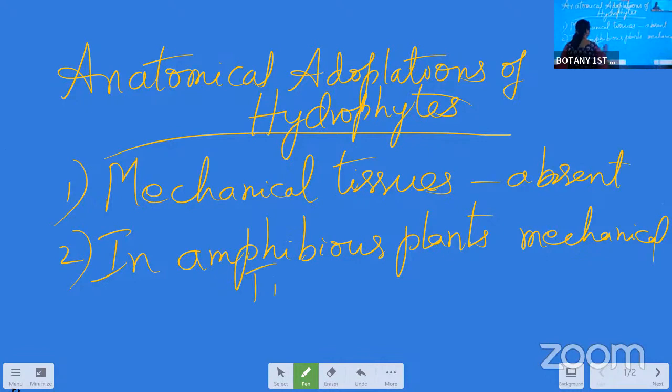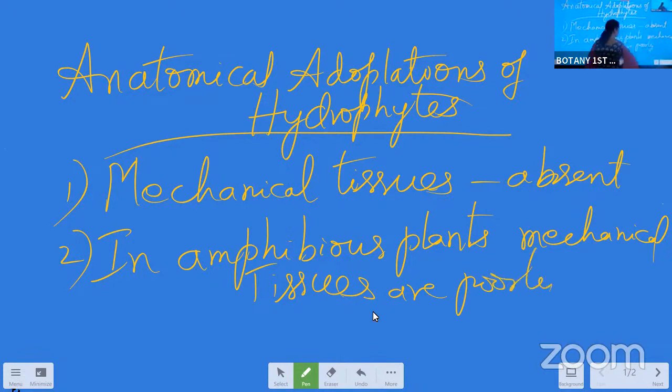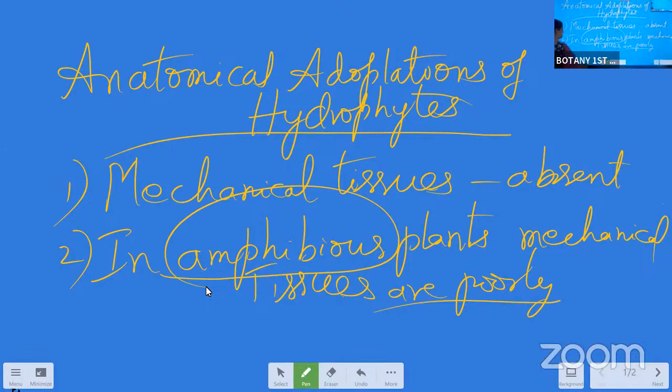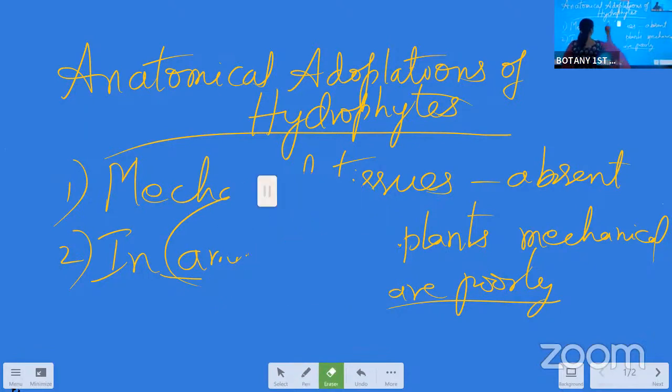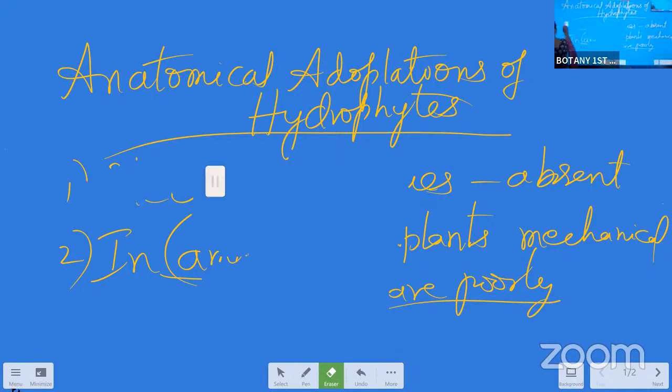Mechanical tissues are poorly developed. This we have to say because this is the special category in the hydrophytic plants. Next, now we have to go with the other things that are there in the hydrophytes.